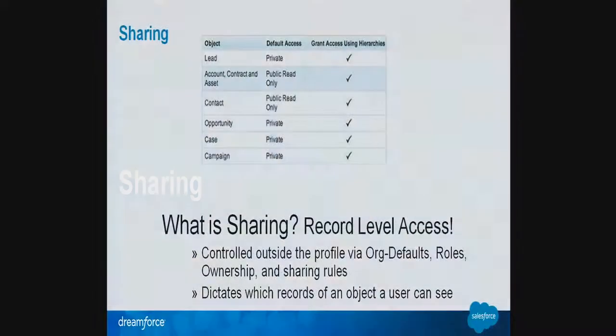Okay, so now we're going to talk about sharing. And what is sharing? It is record level access. It's controlled outside the profile via org defaults, roles, ownership, and sharing rules. And what sharing does is it dictates which records of an object a user can see.